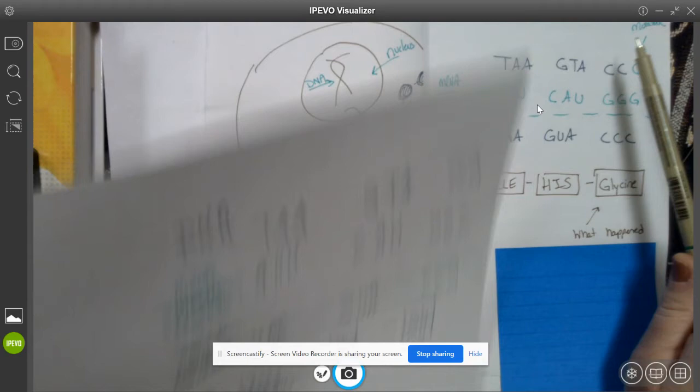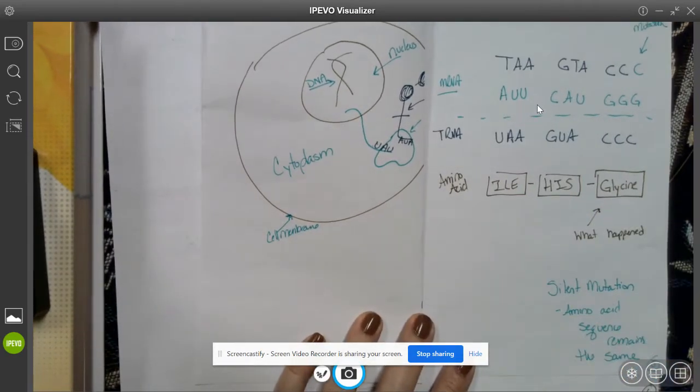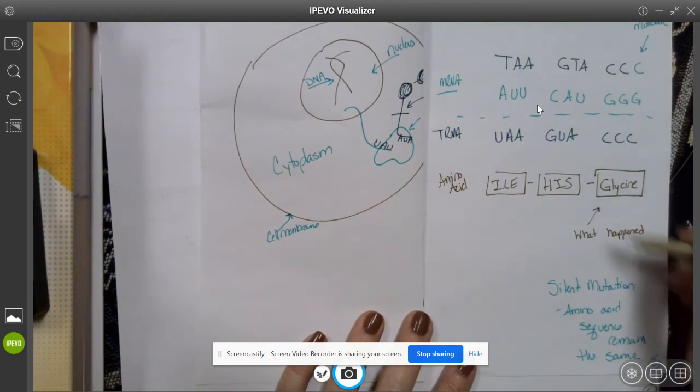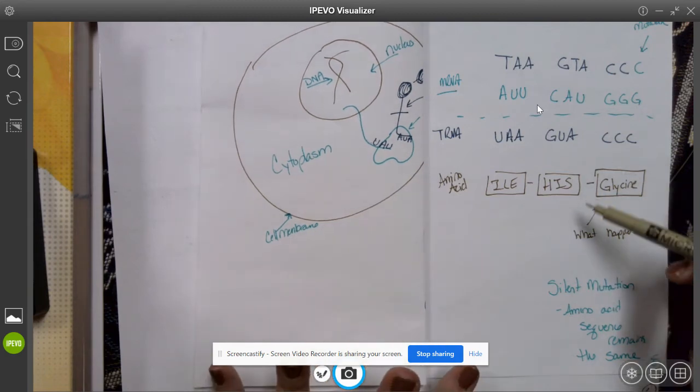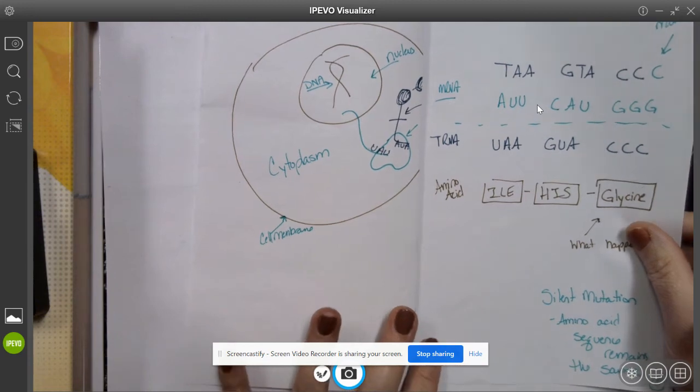So what does this tell us about this mutation? This is a silent mutation. It's a mutation where the amino acid sequence is going to remain the same, so you're not going to see an impact on the phenotype of the organism.